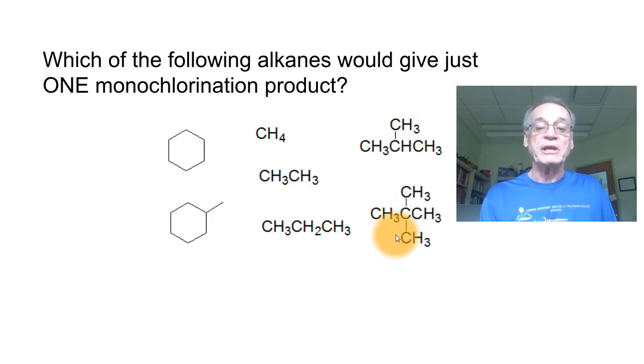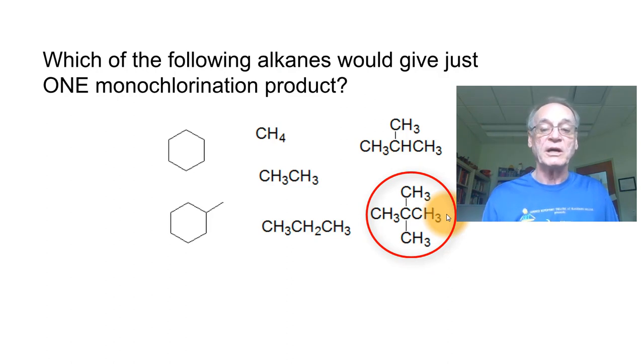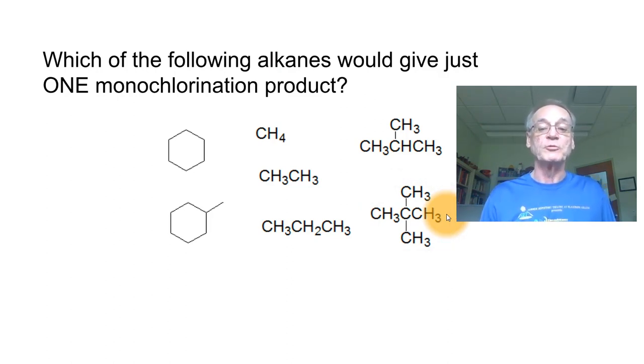What about this one called neopentane, otherwise called 2,2-dimethyl propane? Well, notice that that has 12 hydrogens, but they're all the same as each other. So that one would just give you one possible monohalogenation product. So that would be fine in synthesis, either chlorine or bromine.